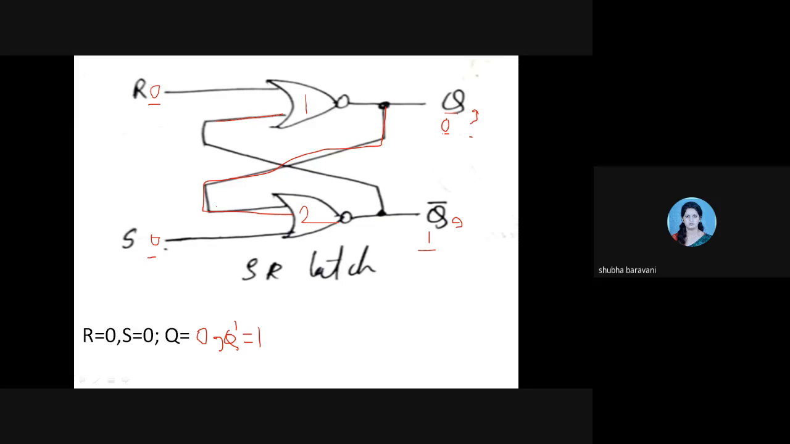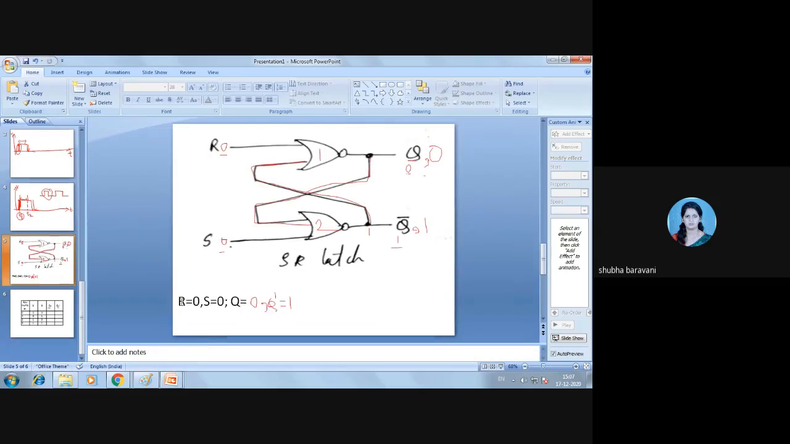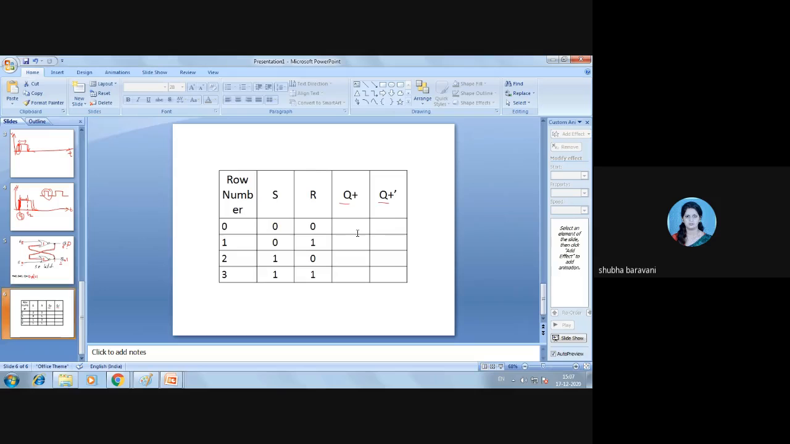Okay, this 0 is coming to this, right? So 0, 0 would be 0, output is 1, so Q bar plus will be 1. This 1 comes back to this. 1 plus 0 is 1. NOT of it, I'll get 0. So Q plus will be 0. Did you understand this point? Yes or no? Yes, ma'am.